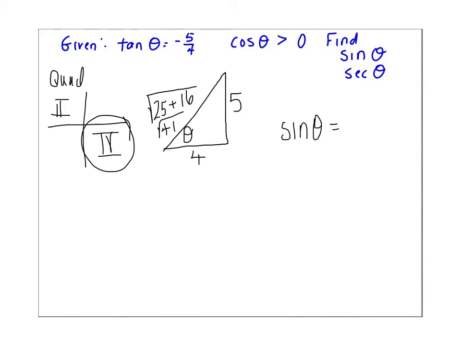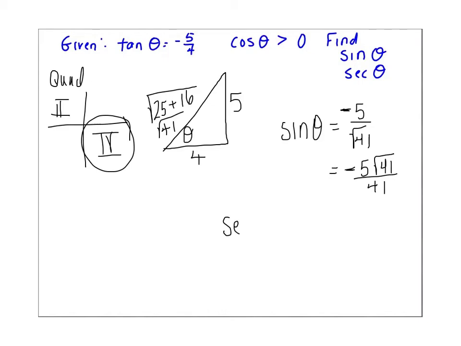Sine theta is going to be opposite over hypotenuse. The sine in the fourth quadrant is negative. So I'm going to have the sine of theta as negative 5 over the square root of 41. If I rationalize it, that'll be negative 5 square root of 41 over 41.